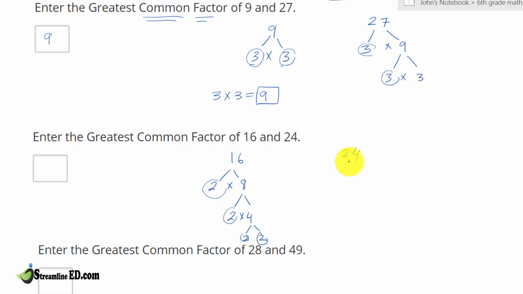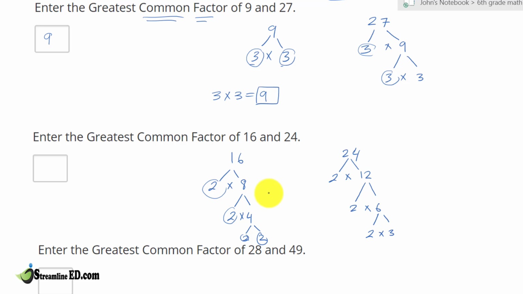Then we have 24. Again, this is an even number, so we know it's going to divide by 2. So it's 2 times, well, what's half of 24? It's 12. Easy. And again, this is an even number. 2 times what? 2 times 6 gives us 12. So easy so far. And then we have another even number, 6. We know that's going to be 2 times 3.